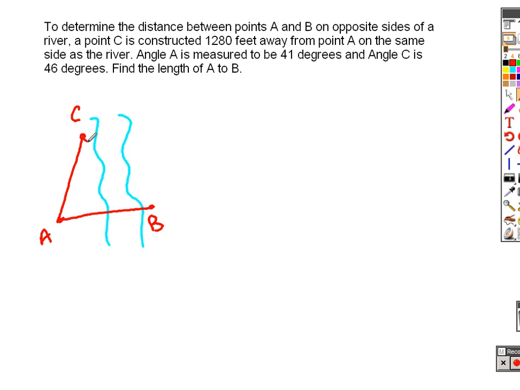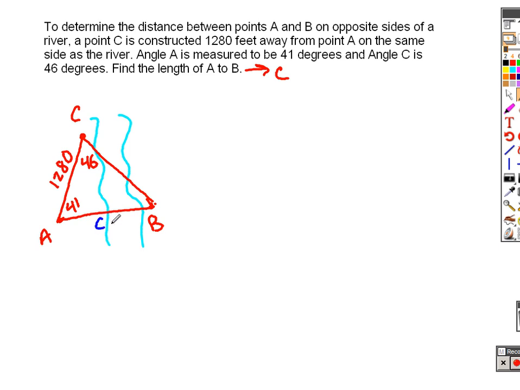Well, now guess what? We have a triangle. If you want to get multicolored pencils or something like that that would help you, I encourage you to do it. Point C, it says, is 1280 away. Angle A is measured to be 41 degrees, and angle C is 46 degrees. So what we want to find is the length between A and B. That's the same as saying side C. We want to find here in blue side C.